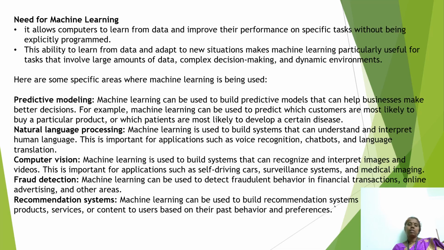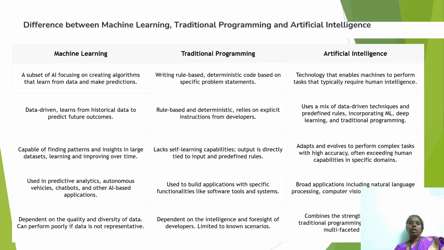Next one, fraud detection. Machine learning can be used to detect fraudulent behavior in financial transactions, online advertising, and other areas. And the last one, recommendation systems. Machine learning can be used to build recommendation systems that suggest products, services, and content to users based on their past behavior and preferences. Now we are going to see how to differentiate between machine learning, traditional programming, and artificial intelligence.